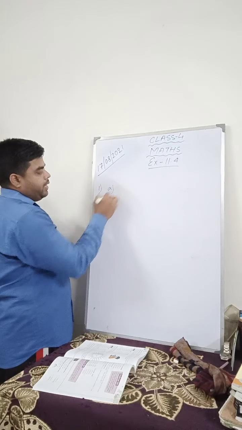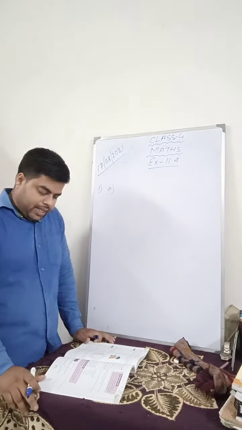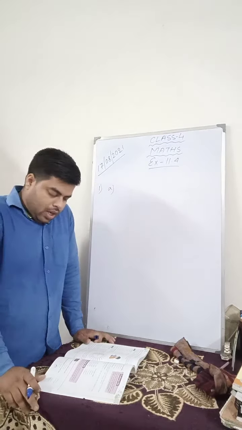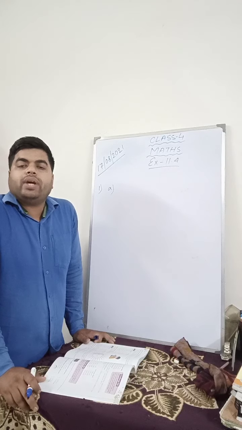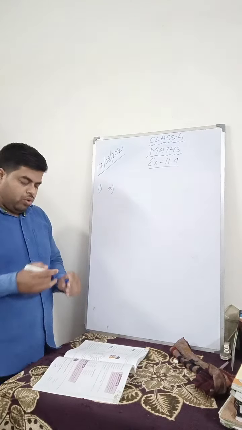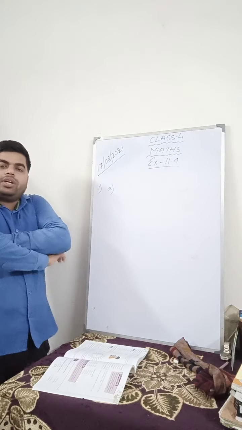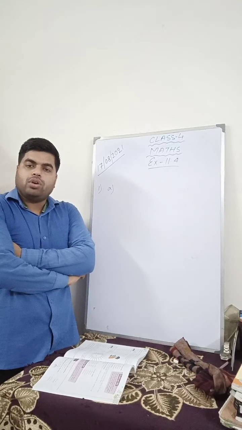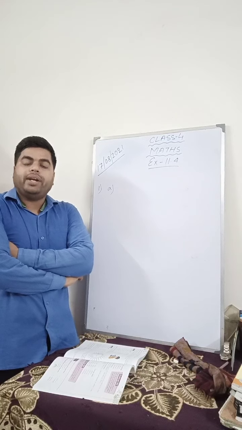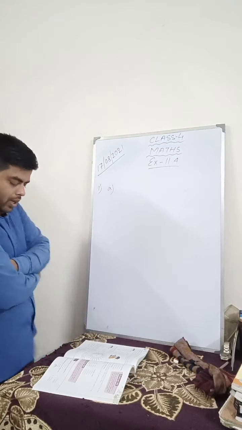Question number 1a. In the first question they have said convert each of the following to 24 hours clock. So they have given you 12 hours clock. Whenever they give you AM or PM or midnight or noon, that means they are giving you the time according to the 12 hours clock, and you have to convert that into 24 hours clock. How will you convert? Let us take one example.